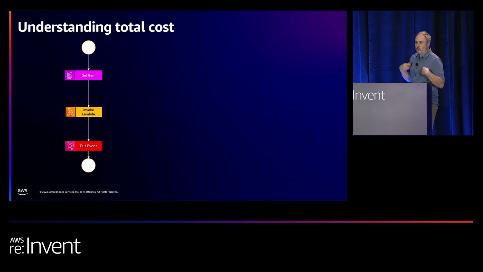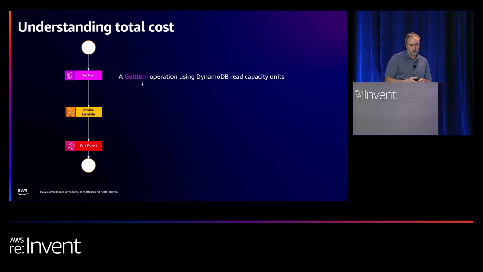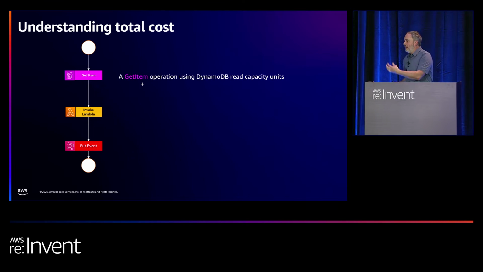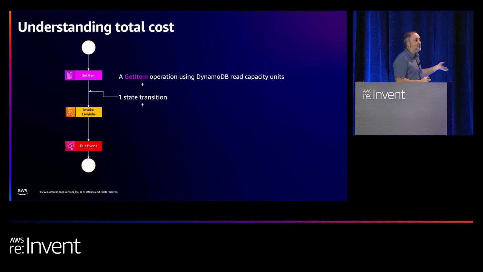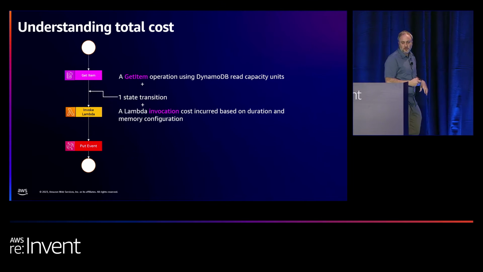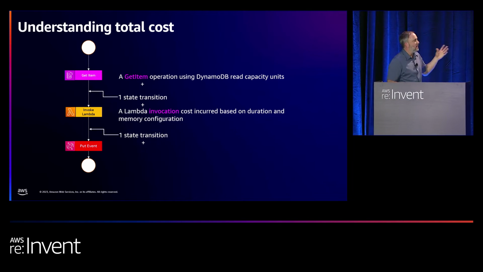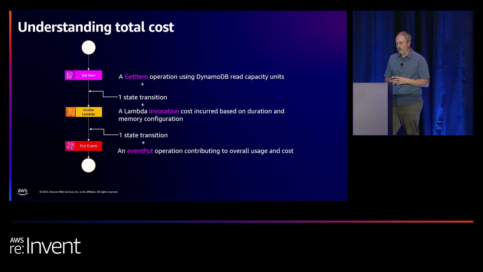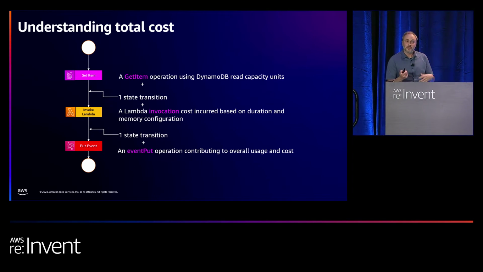There's still a cost associated with all of those services that you're orchestrating. So in this simple example, I'm getting an item from DynamoDB. That's taking up read capacity units, and there's a cost associated with that. Then I have my first state transition. That's my Step Functions cost. Then I'm invoking a Lambda function. That's a Lambda cost. Next state transition, back to my orchestration cost, and so on. So you want to reduce the reliance on other AWS services wherever you can.